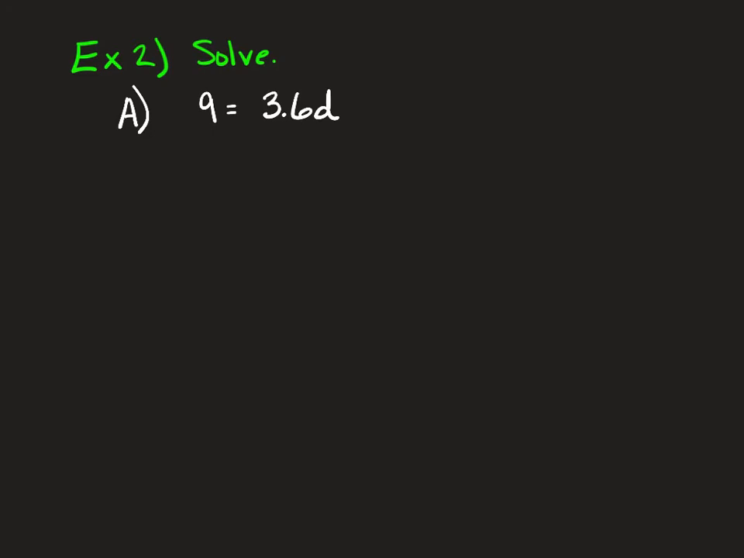So part A, we have 9 equal 3.6 times d. So we can undo multiplying 3.6 by d by dividing both sides by 3.6. 3.6d divided by 3.6 just leaves d on the right side. 9 divided by 3.6 is 2.5. And we're finished with that problem.